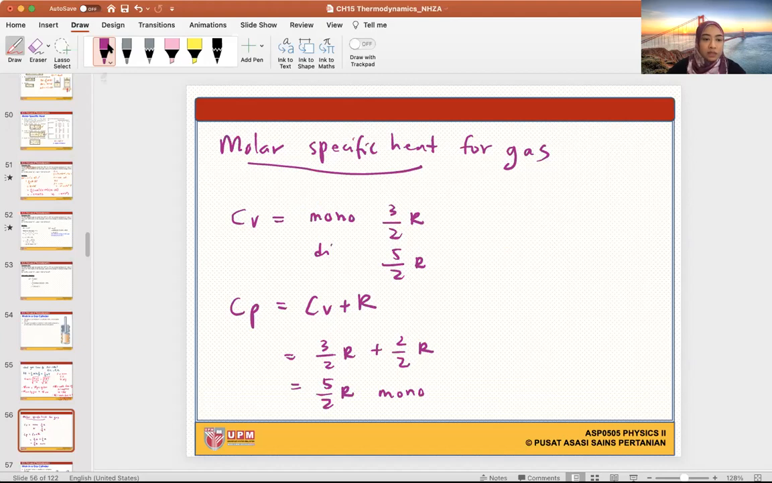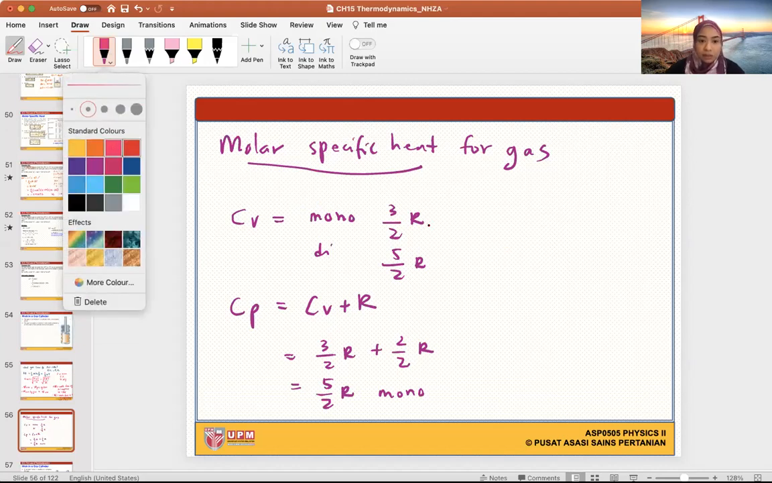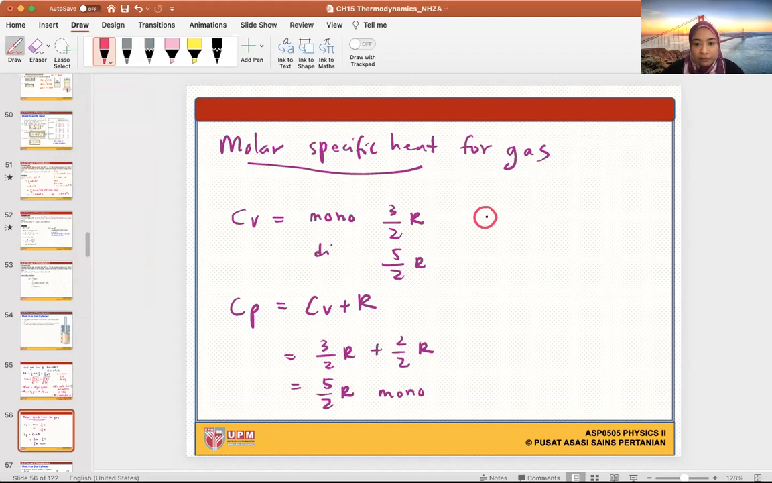When do we use CV? When do we use CP? We use it to calculate for Q that is at constant volume. What is the process name of constant volume? Have we learned about that? Don't think so. Belum lagi kot. Q at constant volume, we use CV. Nanti kita akan belajar bila betul-betul nak pakai ni. So that is n CV delta T. Okay, and then this guy is used at Q at constant pressure.